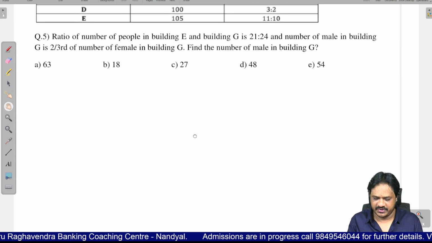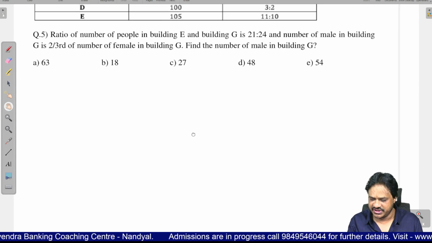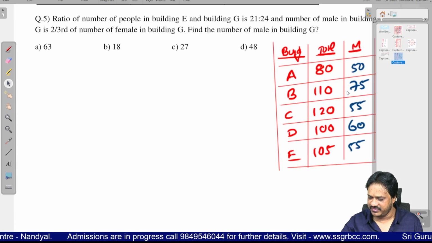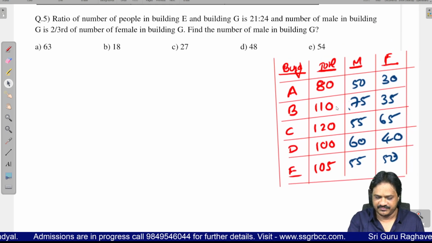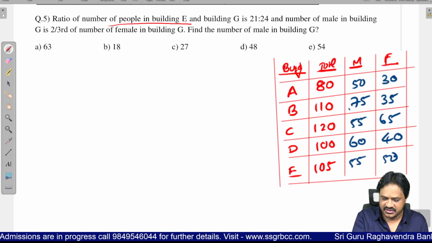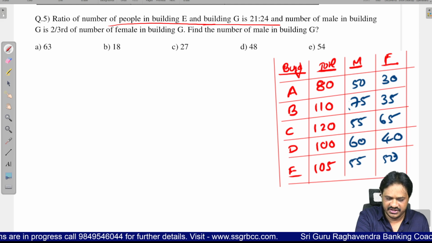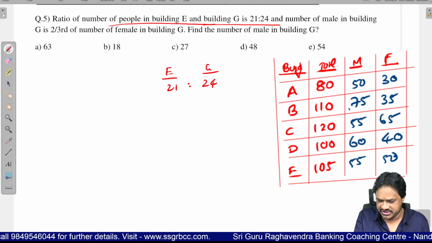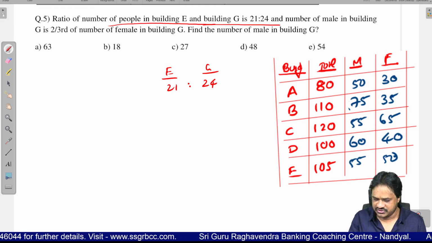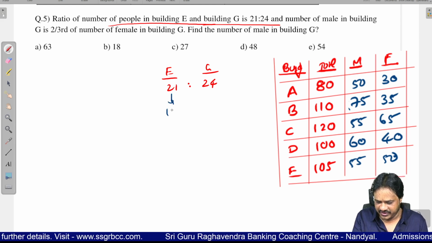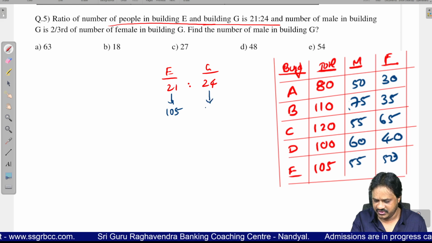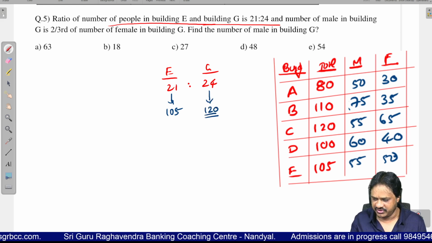The ratio of the people living in building E and G is 20:24. The number of males in building G is 2/3 of the females in building G. Find the number of males in building G. Here, the ratio of the people living in building E to G is 21:24. E we are having totally 105. 21 parts equal to 105. Each part will be equal to 5. Therefore, 24 parts is 120.